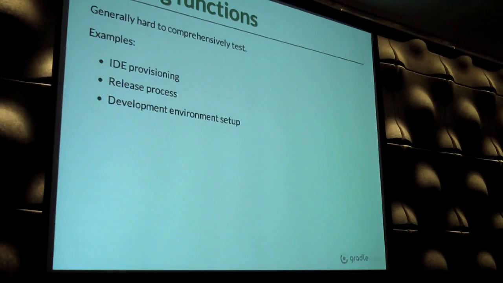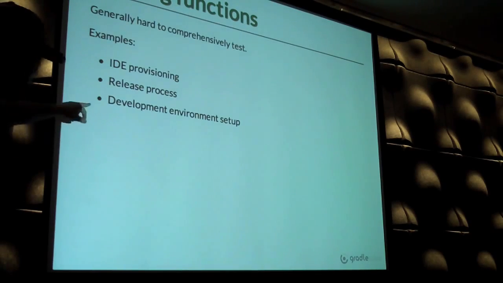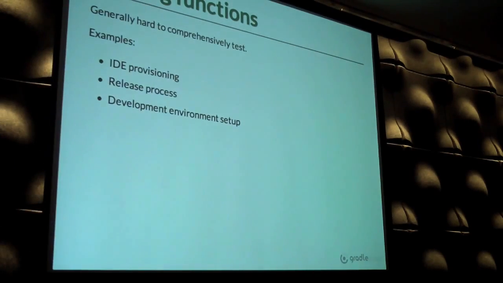Well, IDE provisioning. If your build actually bootstraps a developer workstation, you're going to want to make sure that happens. What about the release process? That's something the build runs as well. If you're releasing, say, every 6 to 8 weeks, and you're only running this process every 6 to 8 weeks, that's a long window when things can go wrong, and you only find out at the end of that release cycle. And then there's the whole development environment setup.